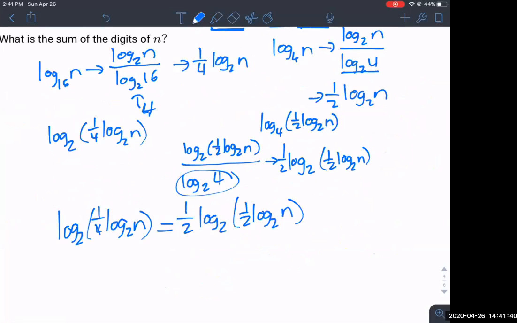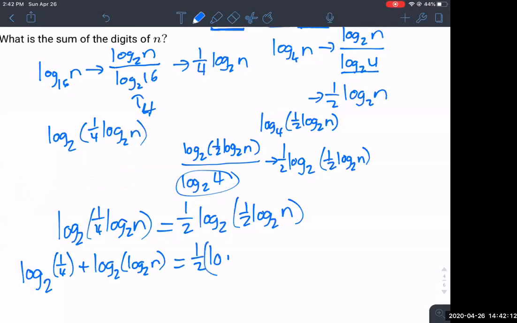Knowing that log AB is equal to log A plus log B, we can use that identity to our advantage here. We can turn this into log 2 of 1/4 plus log 2 of log 2 n. By the way, you can't stack logs. Like you can't turn this into log base 4 of anything. This just stays as it is. This is equal to 1/2 of log 2 of 1/2 plus log 2 of log 2 n.